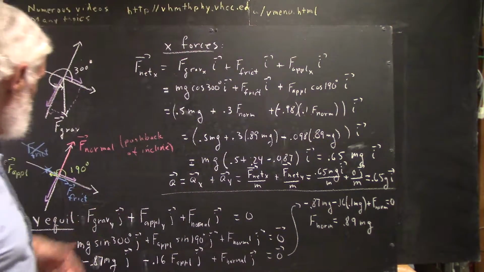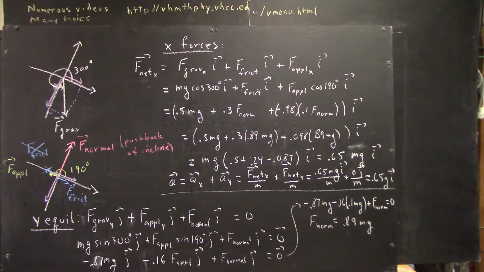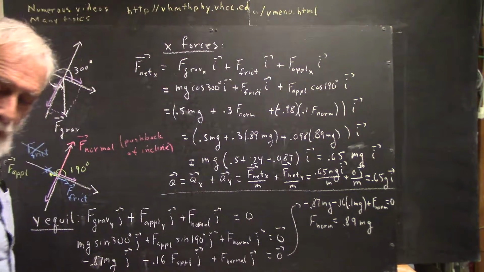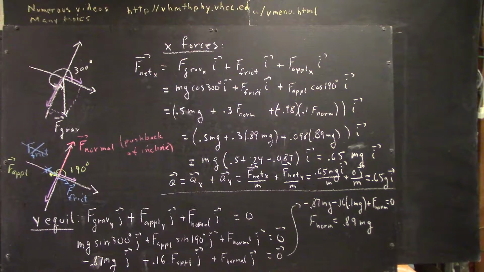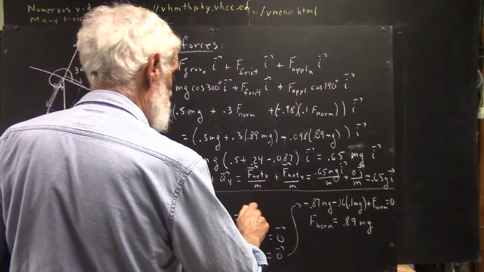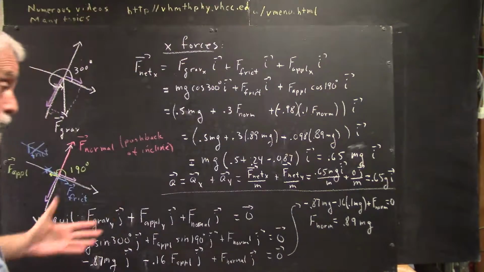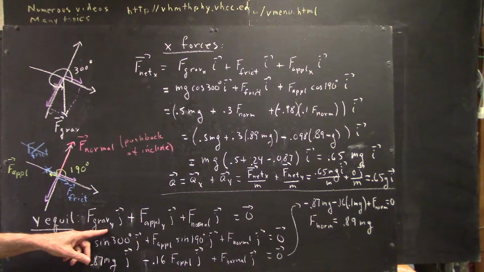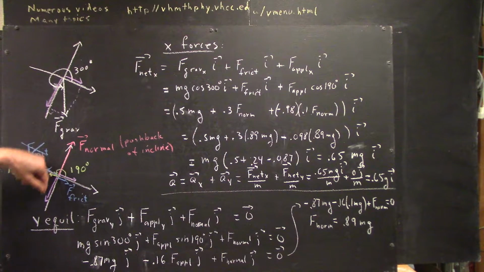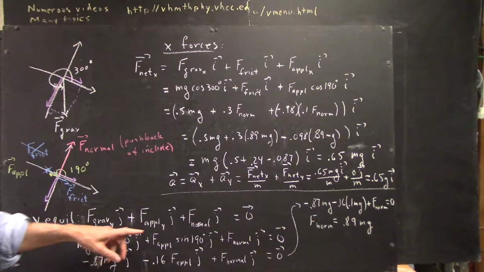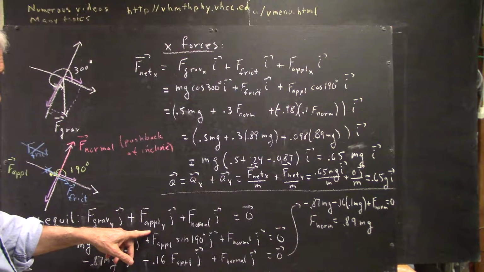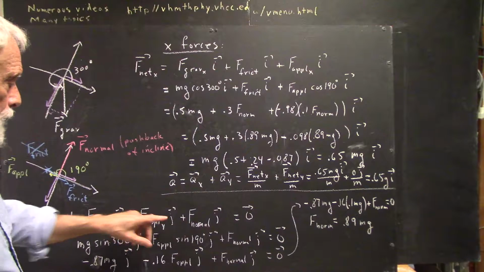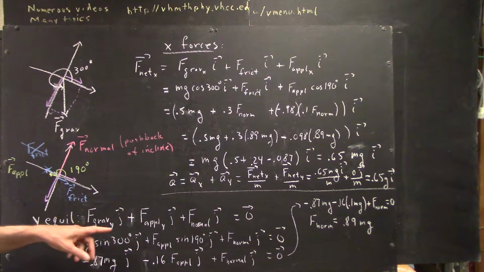Okay, we start with the fact of y equilibrium, which means we list the forces in the y direction and set their sum equal to 0, because that's what it means to be in equilibrium. Forces add up to 0. Well, in the y direction we have the y component of the gravitational force, that's this purple vector, plus the y component of the applied force, times j. And these are times j.